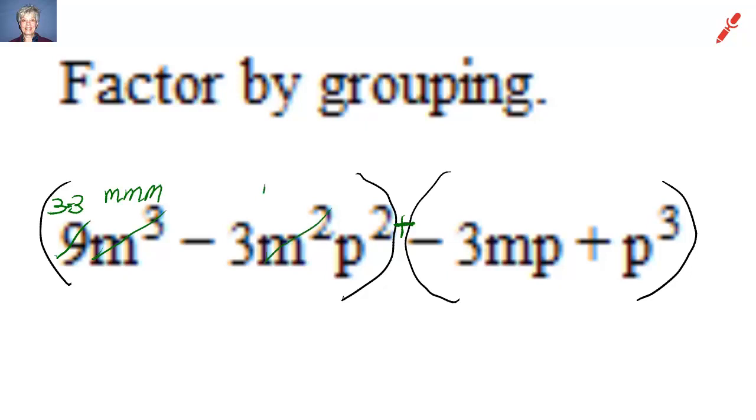M squared breaks down into m times m. And p squared breaks down into p times p. But there are no p's in the first term. Both terms contain a 3. And both terms contain 2m's. So that will be my GCF, 3m squared.